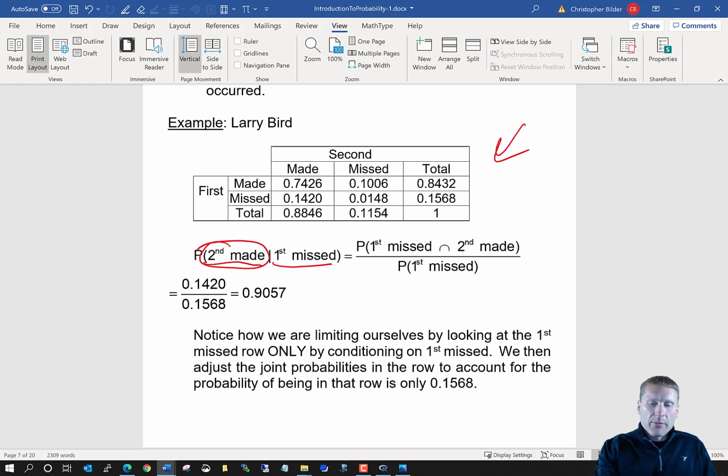Okay, so let's take a look at this probability then. The probability the first is missed and the second is made is right here, 0.142. And we're going to be looking at how that corresponds to the probability if you just missed that first free throw, where you don't care what happened on the second. And so we can see that that 0.1420 is a big part of the probability that the first was missed. And so the probability the second was made given the first was missed is 0.9057.